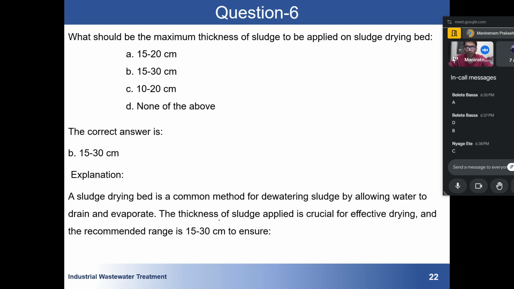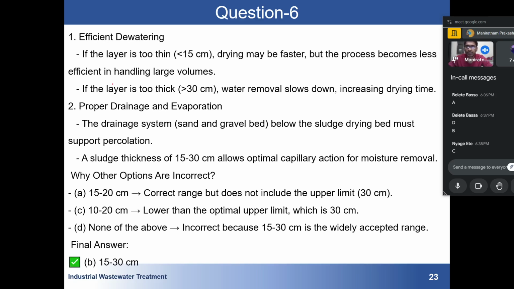A sludge drying bed is a common method for dewatering sludge by allowing water to drain and evaporate. The thickness of sludge applied is crucial for effective drying, and the recommended range is 15 to 30 centimeter to ensure efficient dewatering. If the layer is too thin, drying may be faster, but the process becomes less efficient in handling large volume. If the layer is too thick, the water removal is slow, increasing the drying time. So that's why it is kept between 15 and 30.